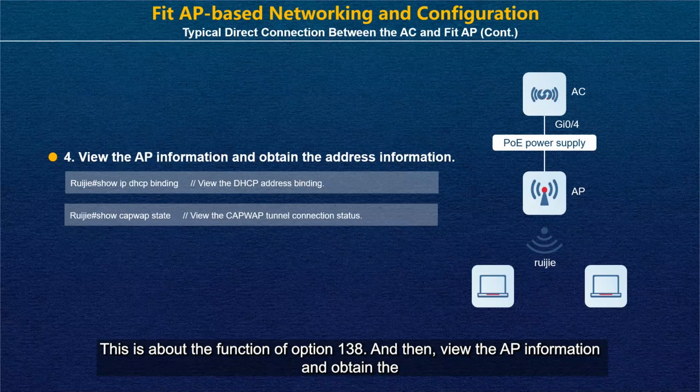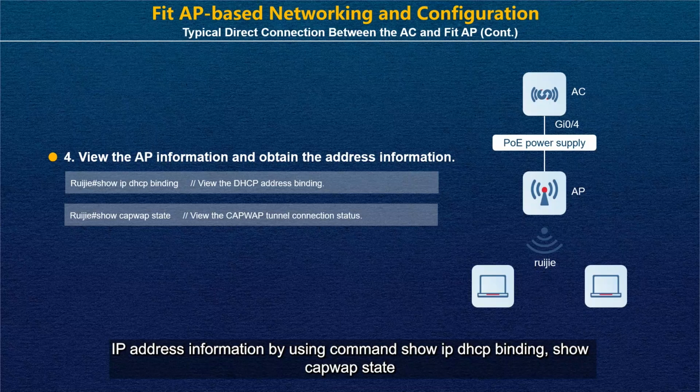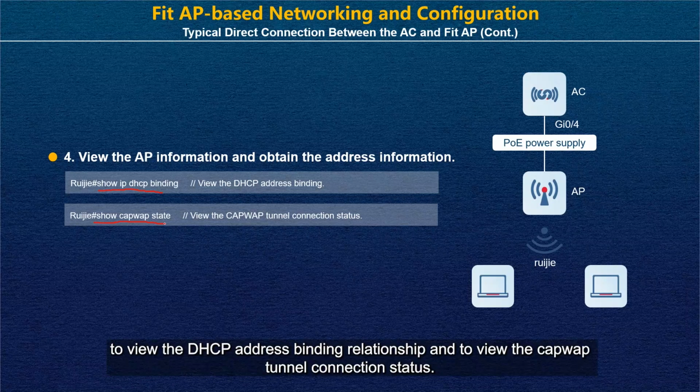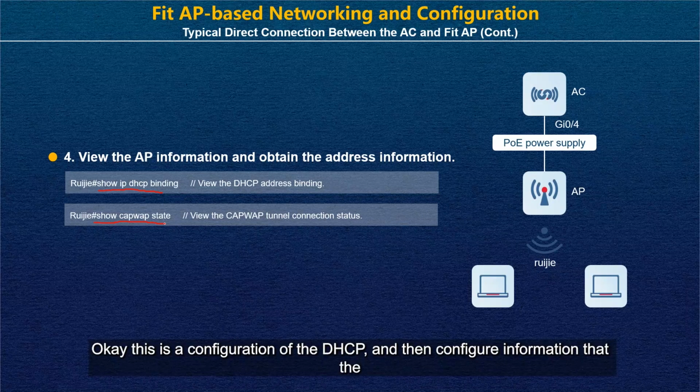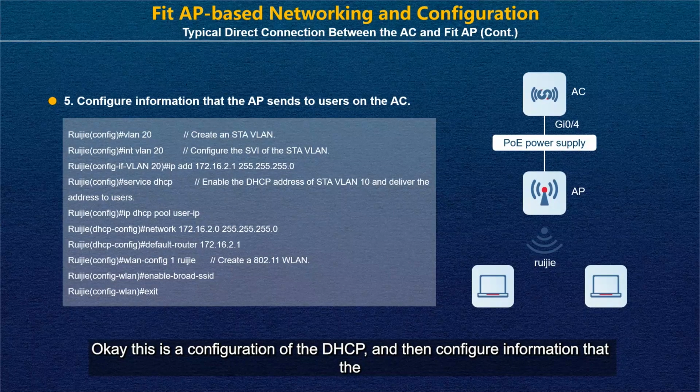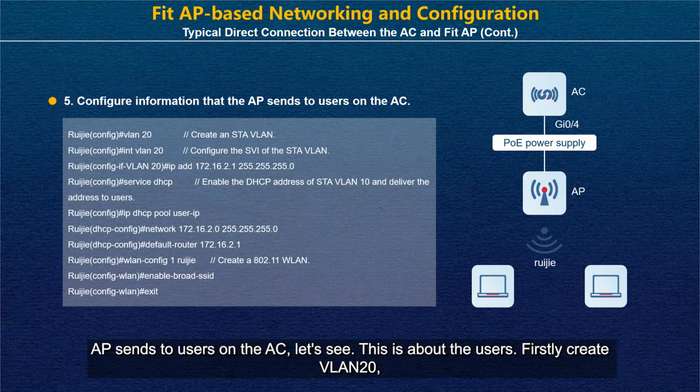And then view the AP information and obtain the IP address information by using the commands show ip dhcp binding and show capwap state, to view the DHCP address binding relationship and to view the CAPWAP tunnel connection status. Okay, this is the configuration of the DHCP, and then configure the information that the AP sends to users on the AC. Let's see, this is about the users.